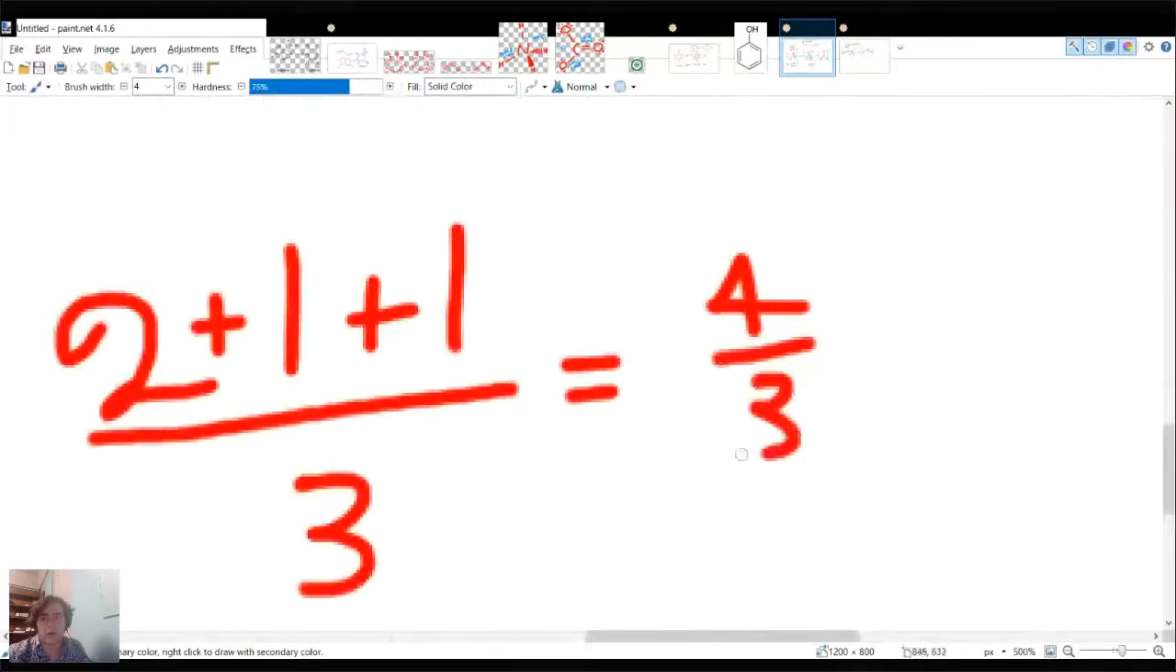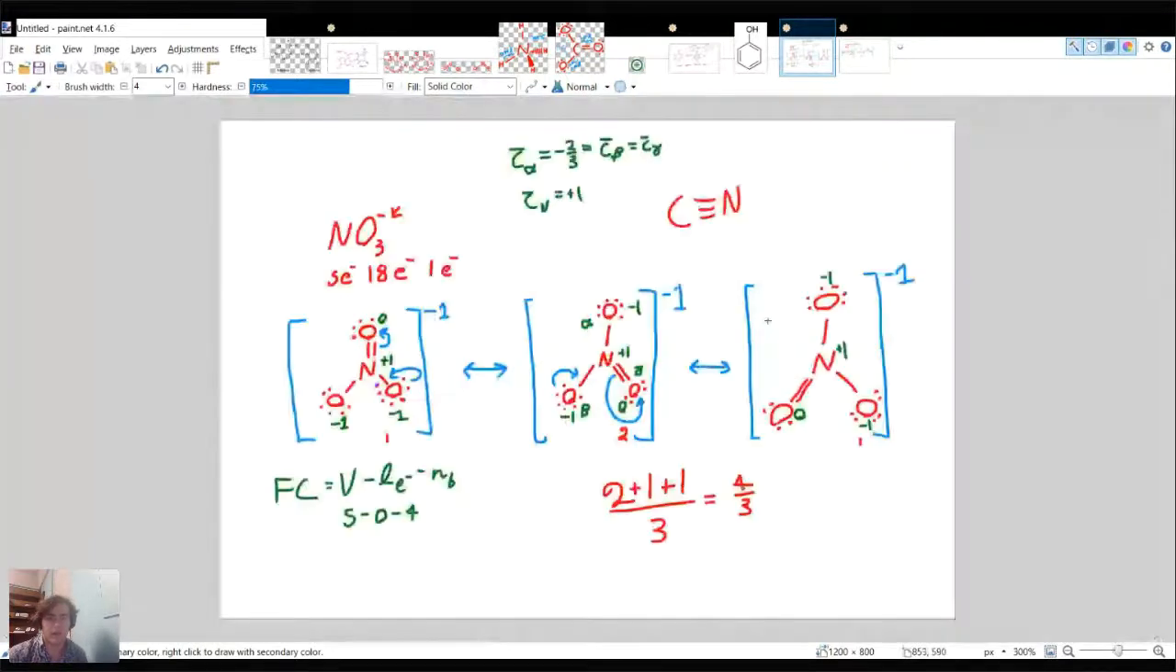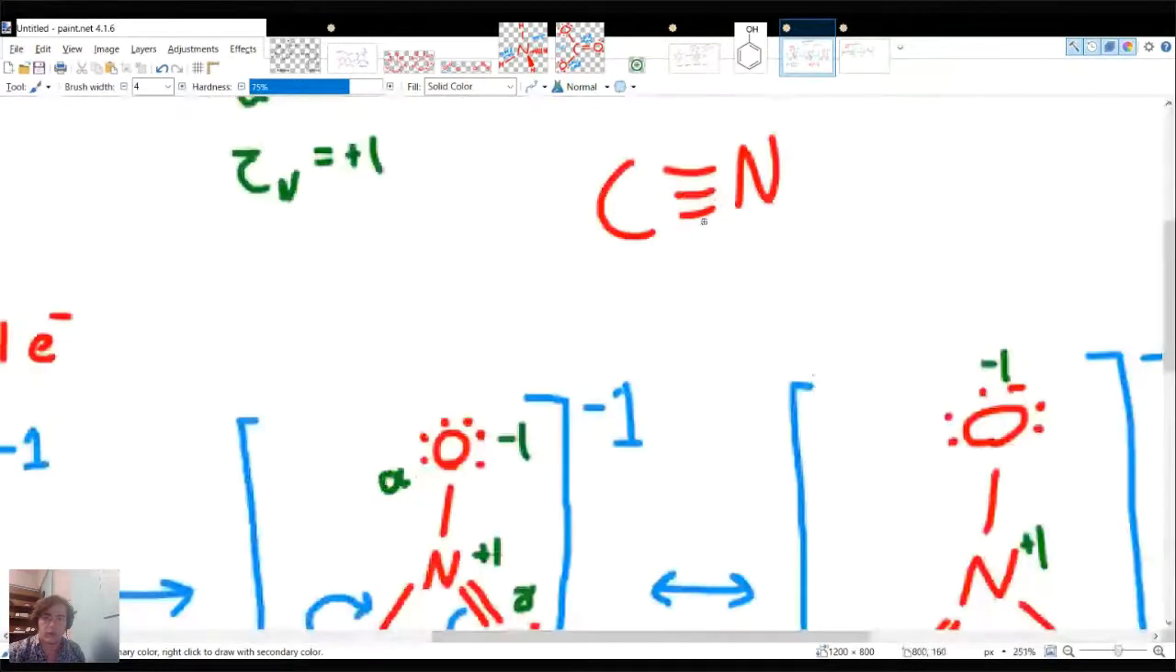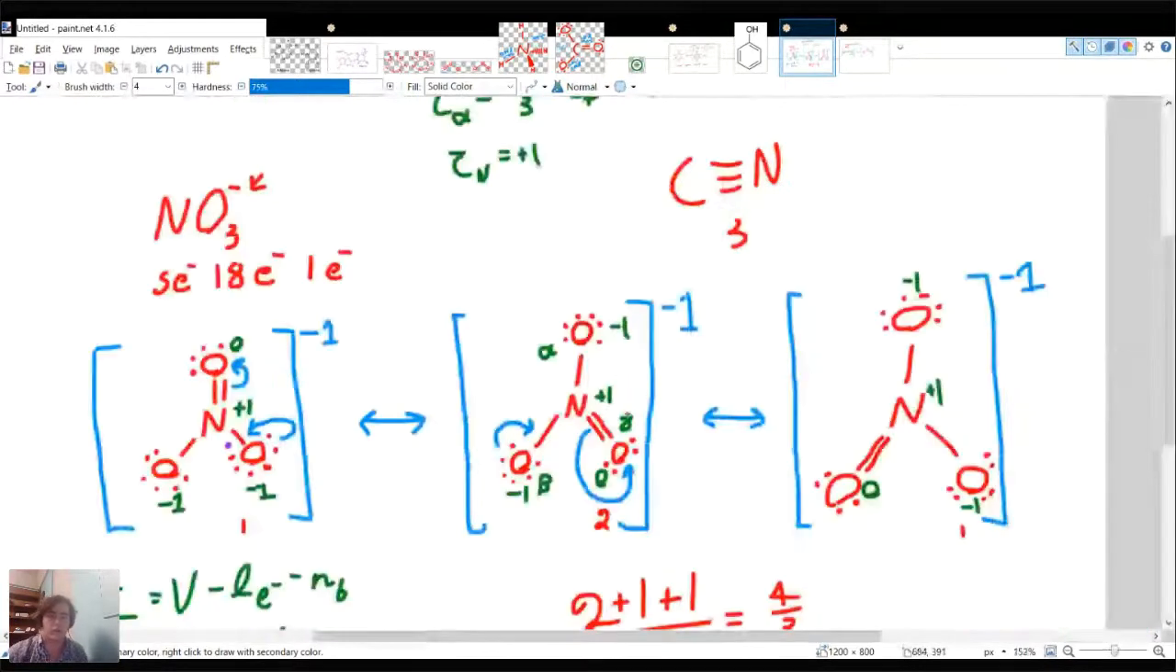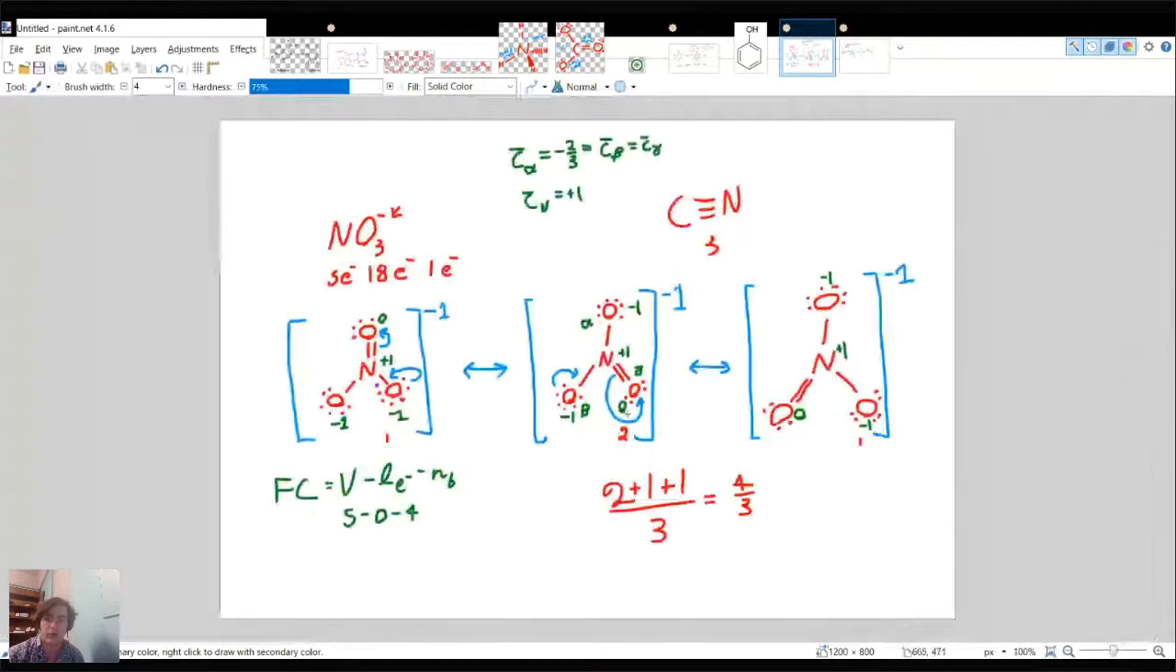So when you're asked about bond order, just draw the structure, and if there's resonance, then there's a slightly different procedure. But in the case of cyanide, there's no resonance, so the bond order is simply 3. But in this case, you have to check all the resonance structures and then average them out to find the bond order.